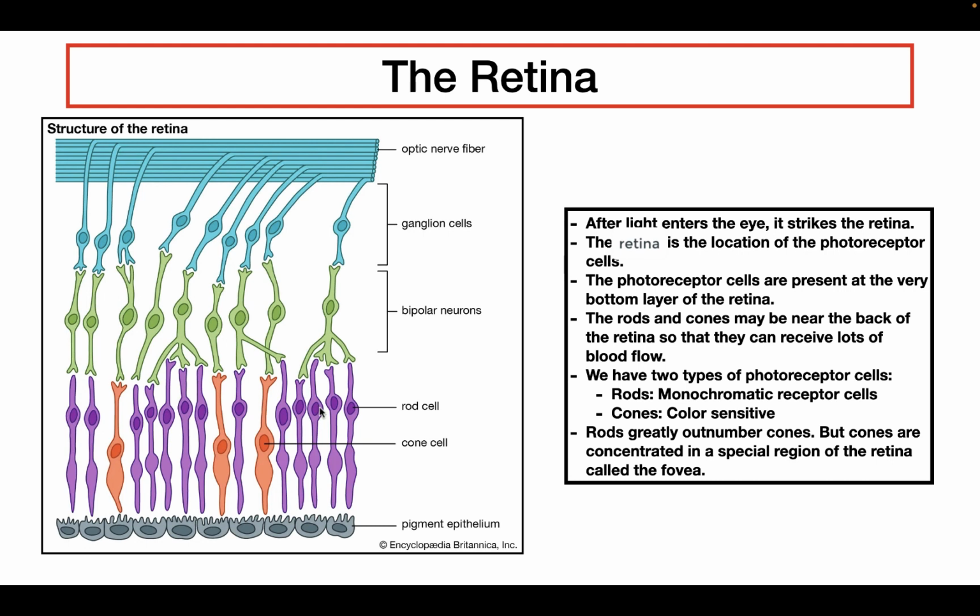We basically have two types of photoreceptor cells, as I said. The first are the rod cells, which are responsible for sensing light and dark, so they're monochromatic. The other ones are the cone cells, and these are color sensitive. Now, it's important to realize that overall, the number of rods greatly outnumbers the number of cones. But the cones are going to be concentrated in a special region of the retina called the fovea. It's at the fovea where we have the greatest amount of color vision.